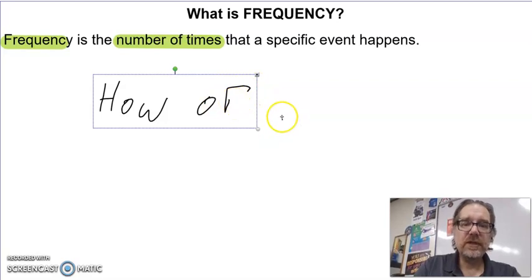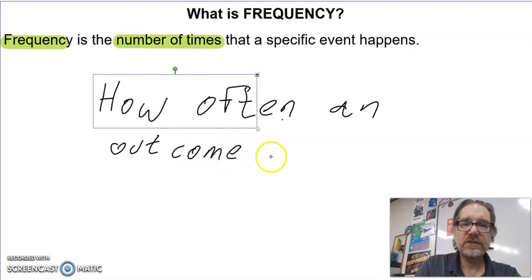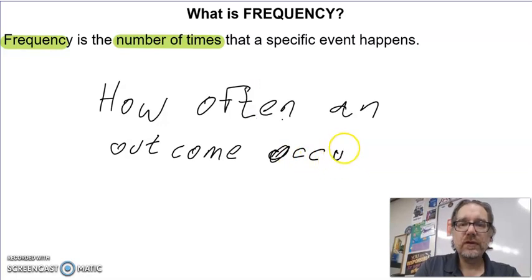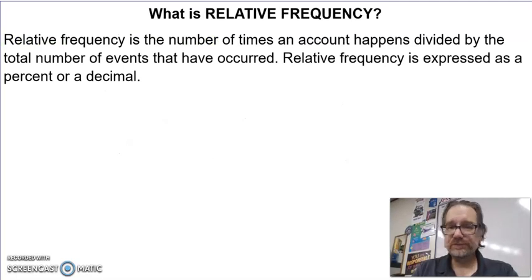Frequency is how often an outcome occurs. Boom, boom, boom. Then we have what's called relative frequency.